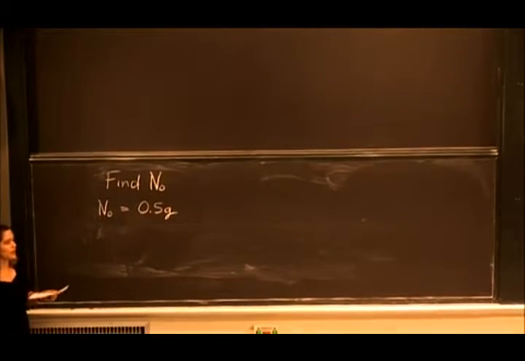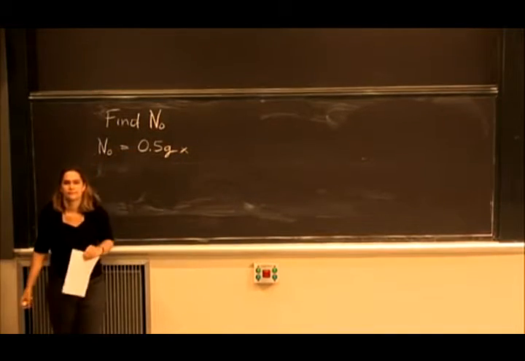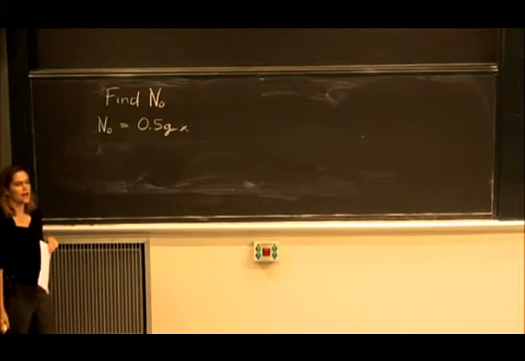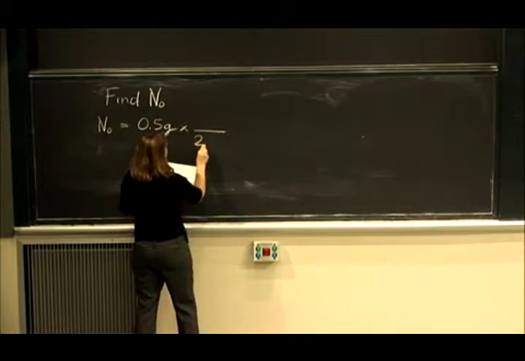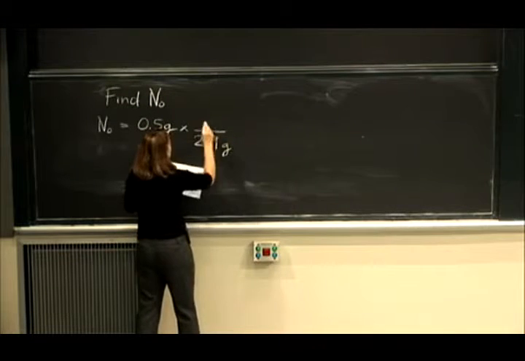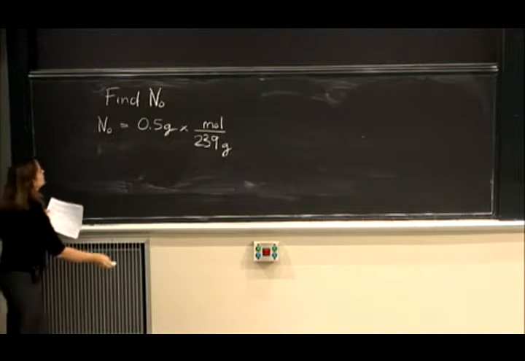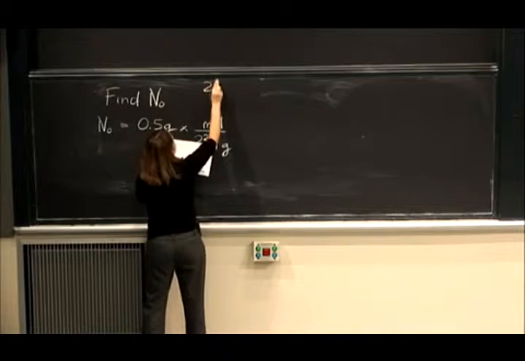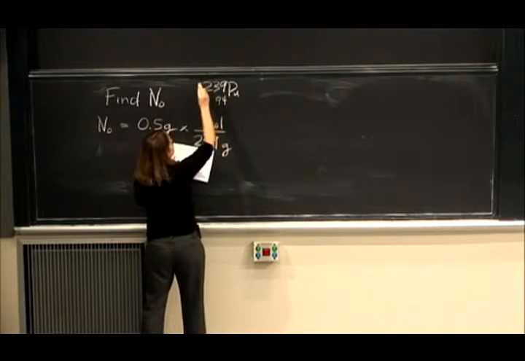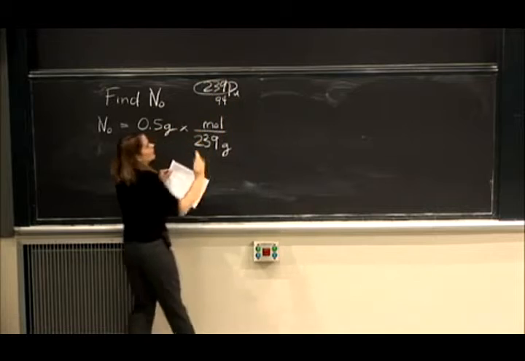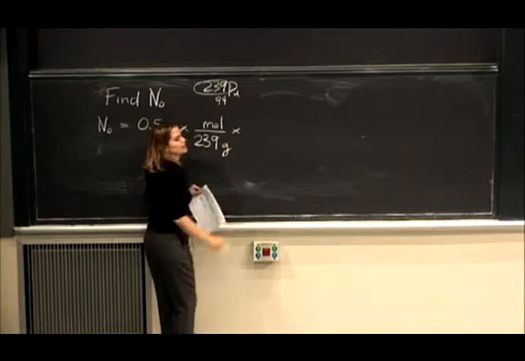Now if we want to know the number of nuclei, what's the first thing I have to do? Convert from grams to what? Moles. Right. And here we want to use the molecular mass that's given to us in the form of that isotope. So here we're given information about 239, and so that's the number we want to use in our conversions.